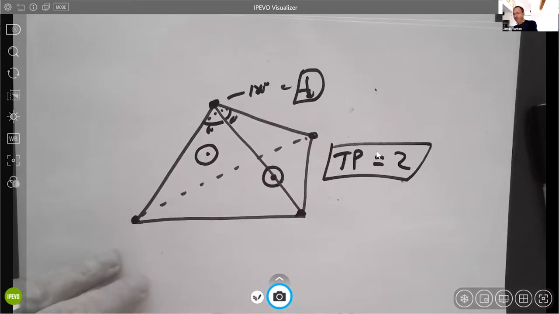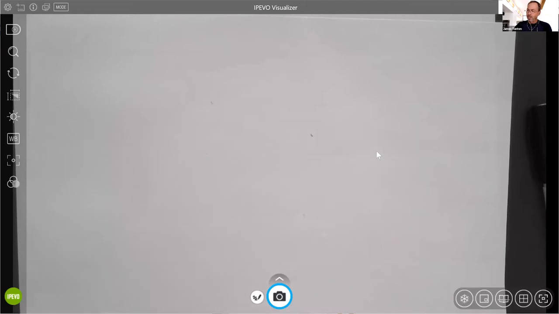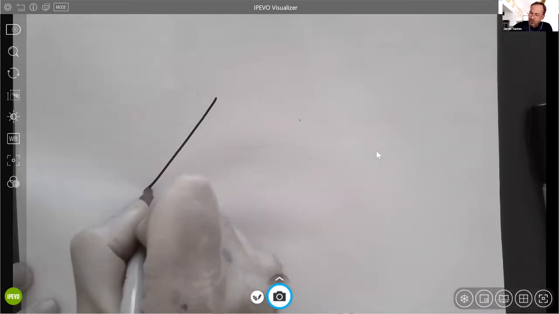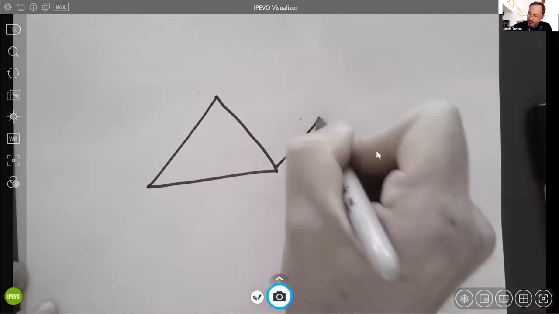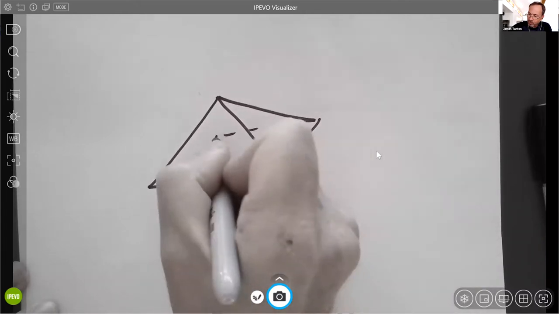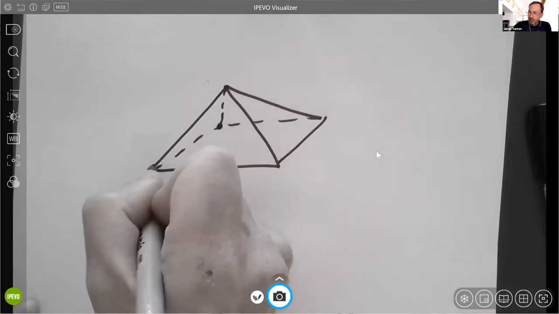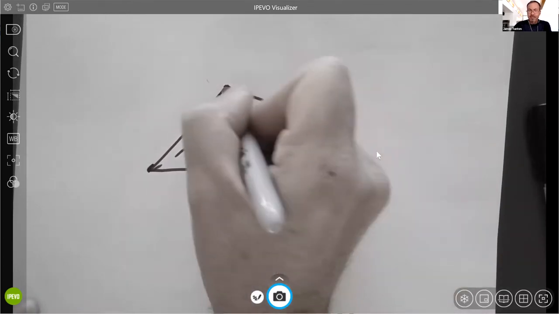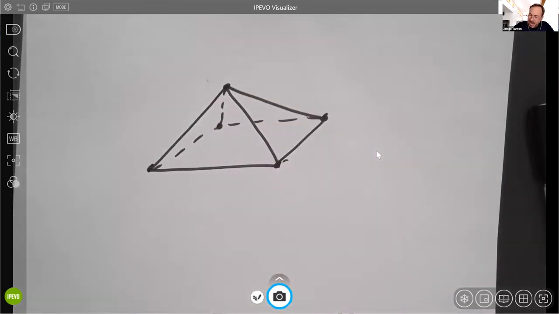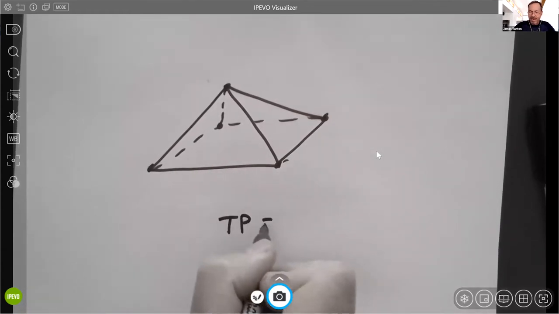Okay, getting suspicious. Let me do something less regular. So we're doing a regular tetrahedron. Let me do a square pyramid, which I don't know if I can draw very well. Okay, I'm gonna pretend each face is still an equilateral triangle. So I'll make my life easy. Each face is an equilateral triangle, so I've now got a square on the bottom. What's the total pointiness of this one? Can you figure it out?